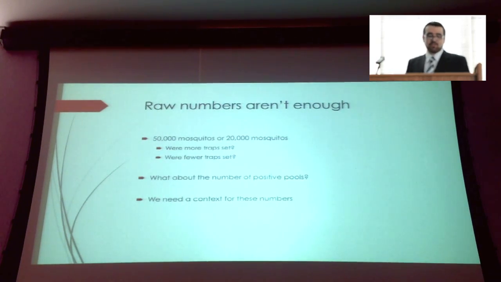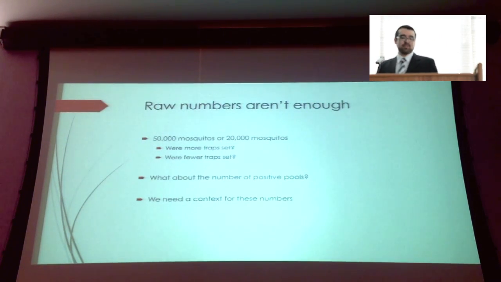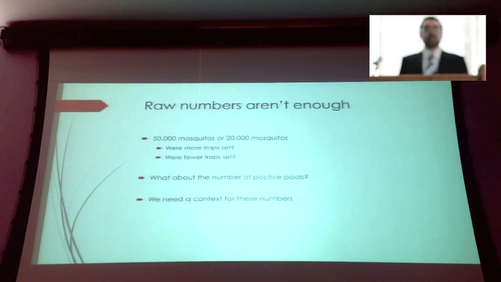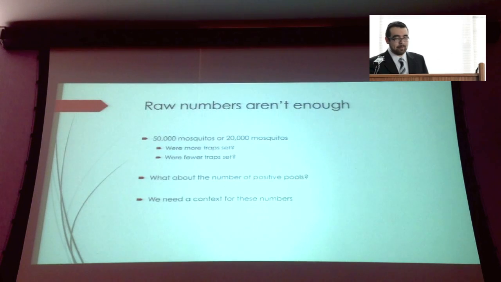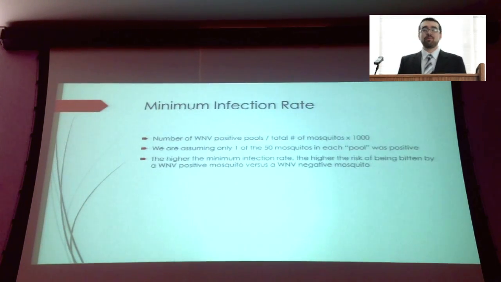So 50,000 mosquitoes or 20,000: is that because we had more traps? Is it because there were fewer traps? What about the number of positive pools? So I need to have a context to put these numbers into. That's when we have the minimum infection rate.